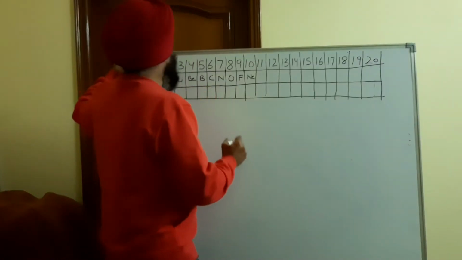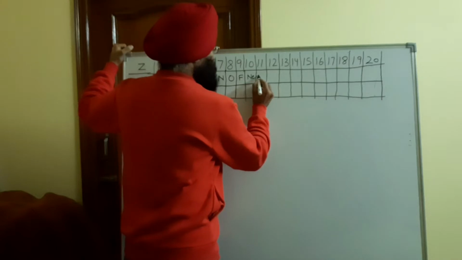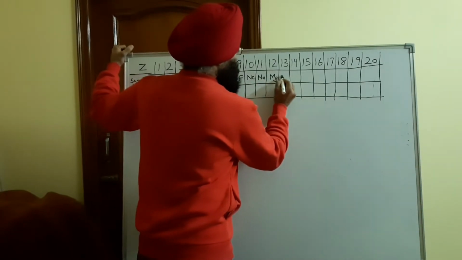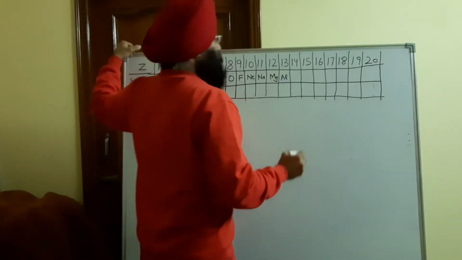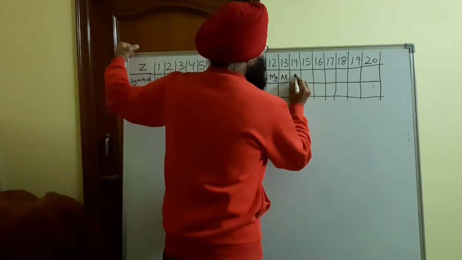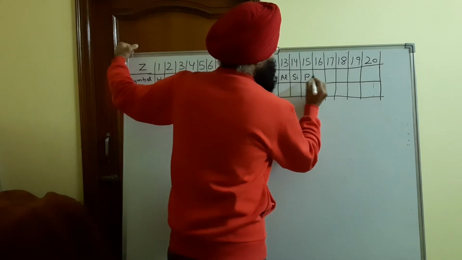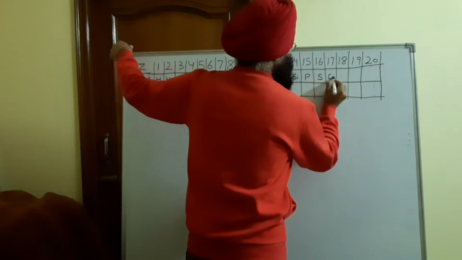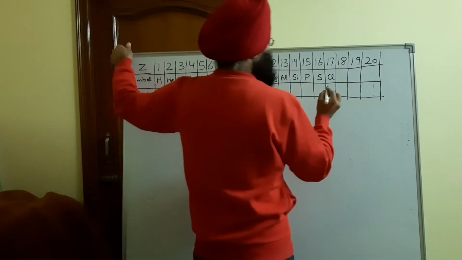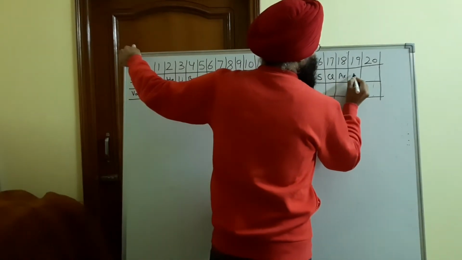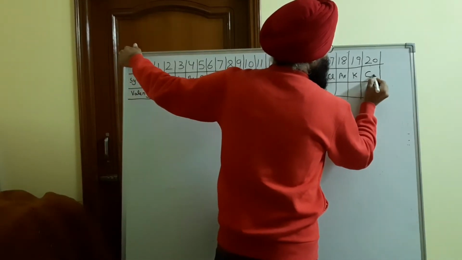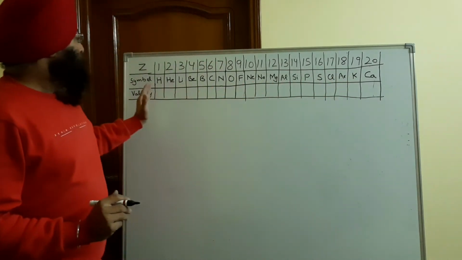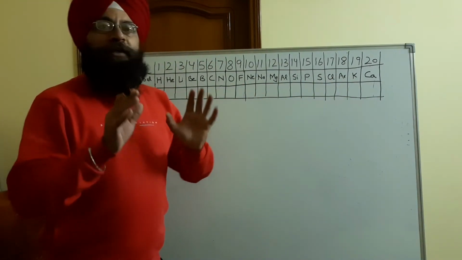Then the 11th element with atomic number 11 is sodium, magnesium, aluminium, then you have silicon, phosphorus, sulfur, and then you have chlorine. Then 18th you have argon, then potassium, and then calcium. So in this way you write down the symbols for the first 20 elements.